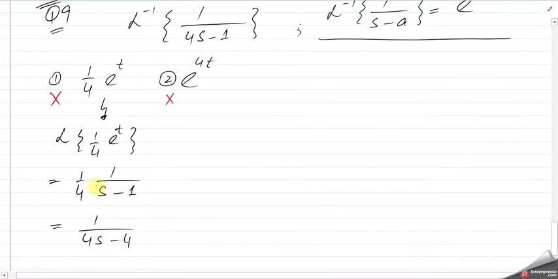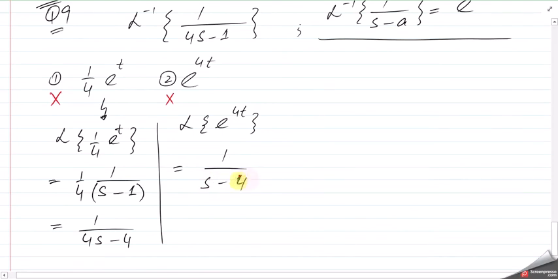The 4 will multiply both s and 1 because it's outside. But that is not what we are looking for. 4s minus 1 is what we are looking for. So this one is wrong. Why is the second one wrong? If we take Laplace of e power 4t, then it is 1 over s minus a, where a is 4 this time. Still, it's not the answer we are looking for. So what is the answer then?